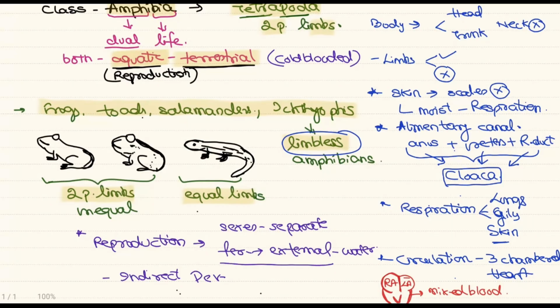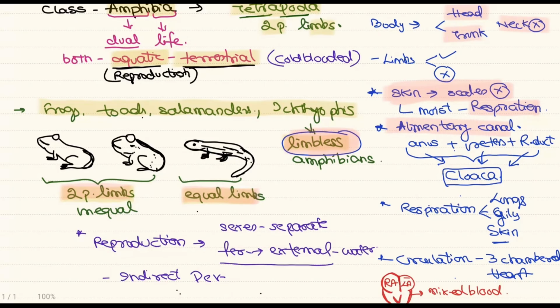Let's see the main points. Class Amphibia. The body has two parts, head and trunk. Neck is absent. Limbs may be present, like in frogs, toads, and salamanders. And in Ichthyophis, the limbs are absent. The skin is not covered by any scale, so skin is smooth and moist, which also helps in respiration.